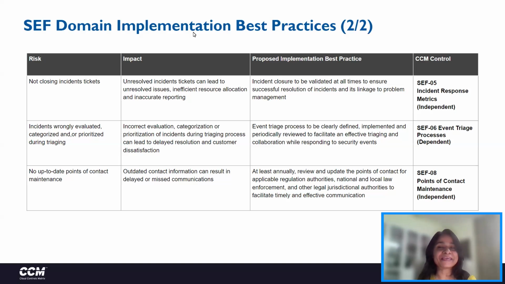The last point, again an underrated one, but we have commonly seen it in most areas: no up-to-date points of contact maintained. It can lead to delayed or missed communications. Do make sure that you annually review and update your points of contact. Do refer SEF 08 for how to go about it.